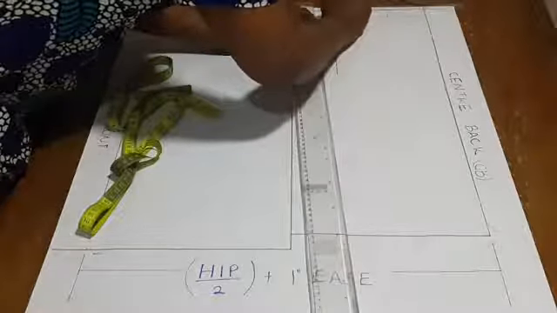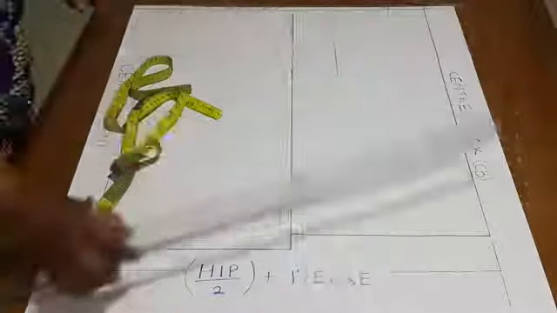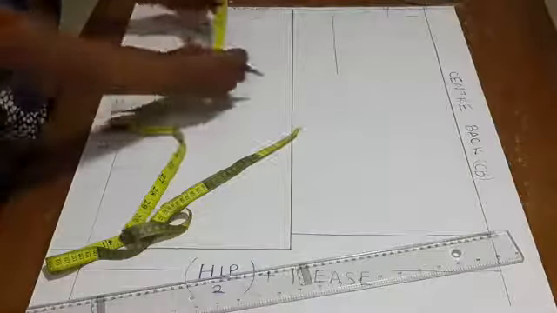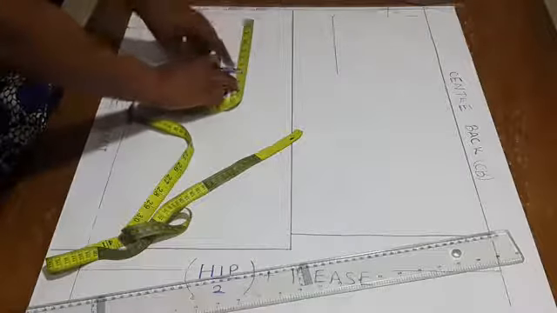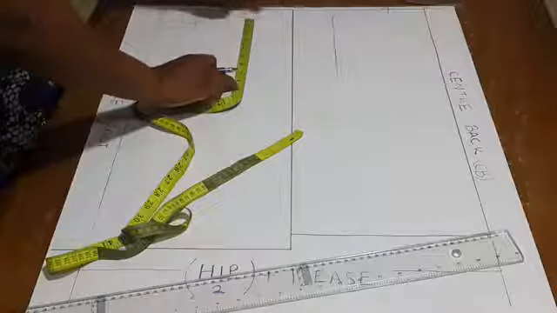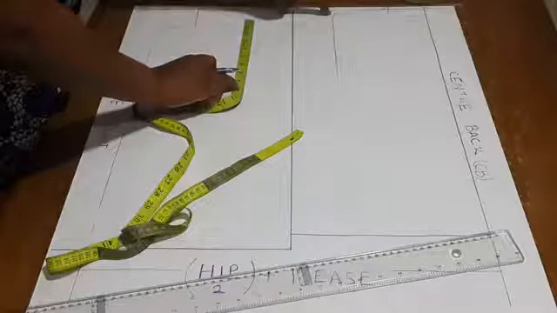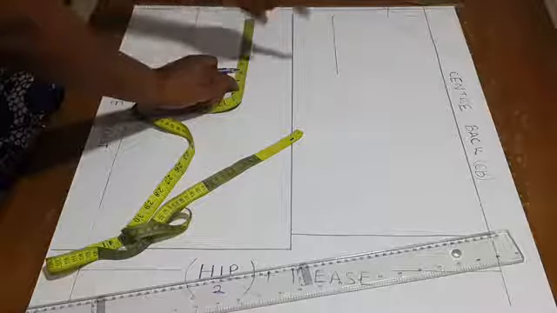This is my SP and this is my NP, my neck point. For the back, for the front, I'm not going to come down by the same 7.5. Why will I not do that? Remember that the shoulder slant for the front is 1.5 inches, while that for the back is 1 inch. So if I go down by 7.5, which is our armhole circumference, it is going to be longer.